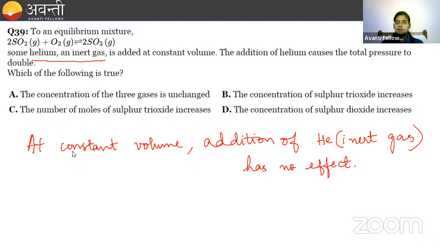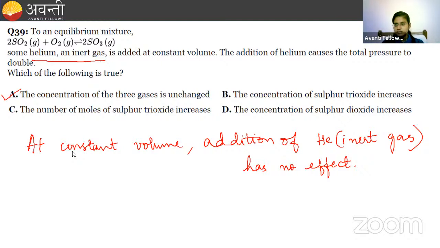So this is the conclusion. The concentration of the three gases is unchanged. Option A is the correct answer for this question. So for constant volume, there is no effect of addition of an inert gas.